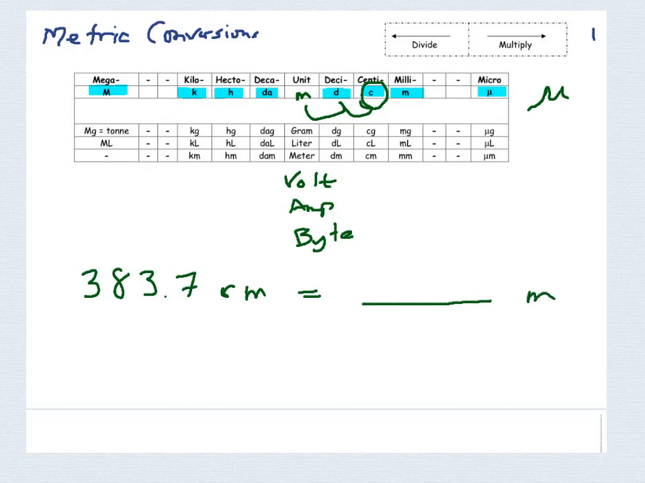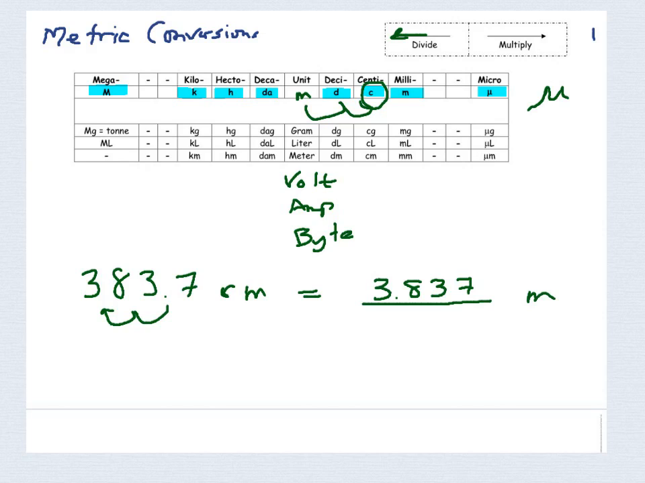That means that if you're going to divide, the decimal is going to go in the same direction. So you're going to start with your original placement, divide by 10 to go to deci, divide by another 10 to go to meters. Your final answer would be 3.837 meters.